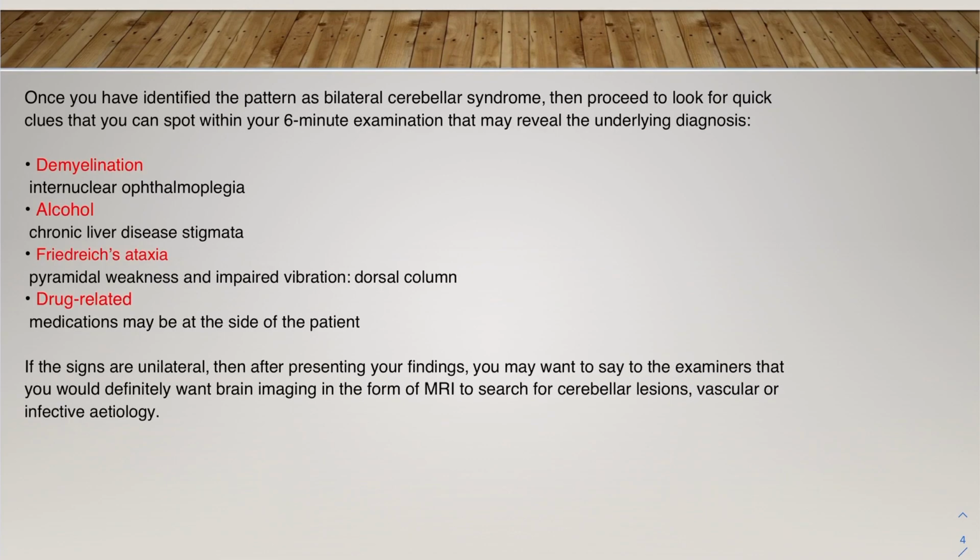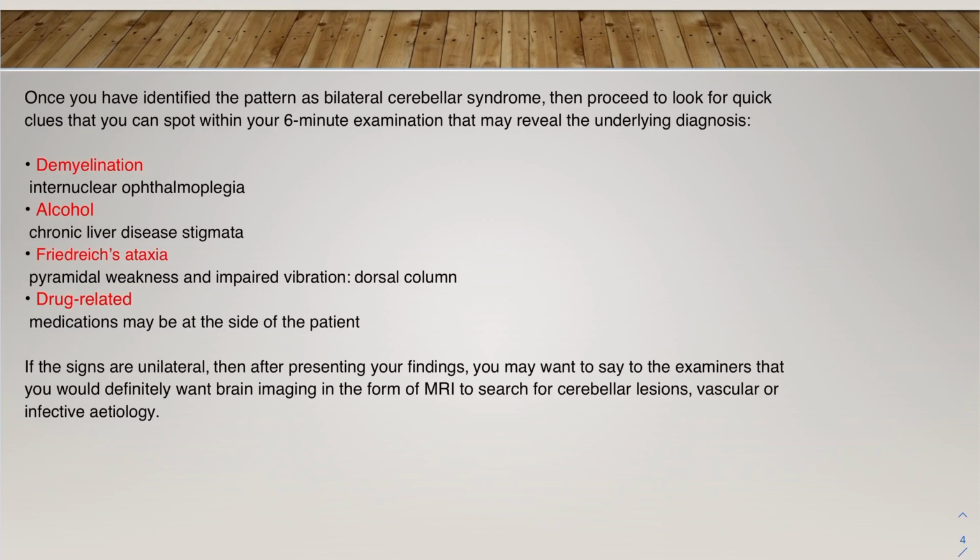So once you identify the pattern as bilateral cerebellar syndrome, then you'll be thinking about all the differential diagnoses of the cerebellar syndrome. So we'll proceed to look for quick clues that you can spot within your 6-minute examination. So what are the probable clues? Suppose you find on eye examination the patient has internuclear ophthalmoplegia, then you'll be thinking about demyelination like multiple sclerosis. Suppose the patient has any chronic liver stigmata, maybe palmar erythema, Dupuytren's contracture, gynecomastia, maybe spider naevi, then you'll be thinking about alcohol.